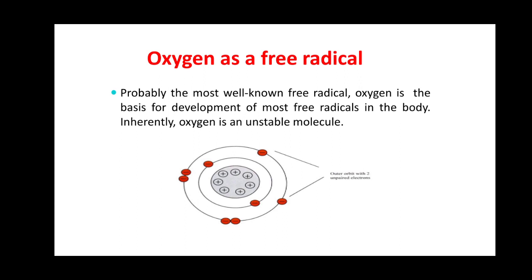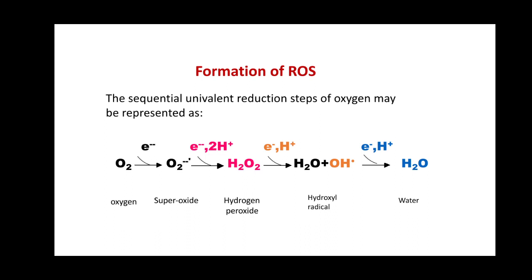So the most important radicals are derived from molecular oxygen and certain oxides of nitrogen, especially nitric oxide. The oxygen-derived free radicals and related non-radical compounds are referred to as reactive oxygen species. So, the formation of reactive oxygen species: when the oxygen molecule is introduced into a reducing environment, it may undergo a series of reactions leading to the formation of ROS such as superoxide, hydrogen peroxide, hydroxyl radical, etc.